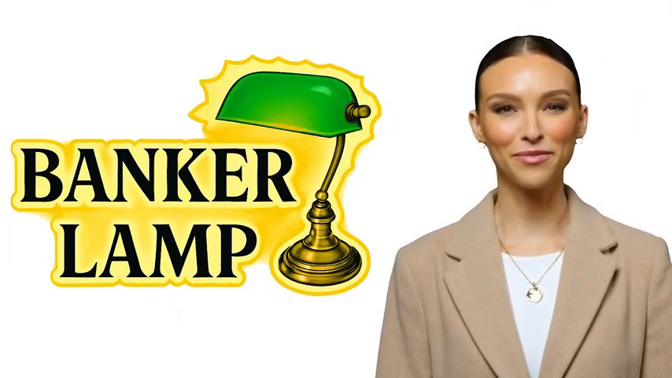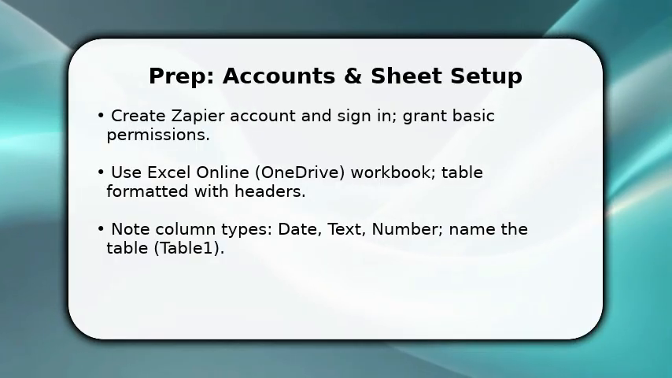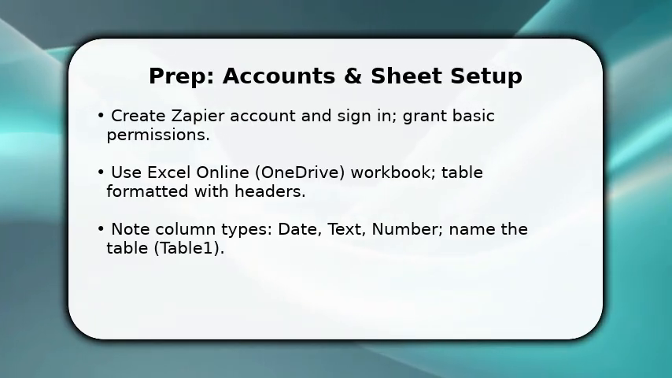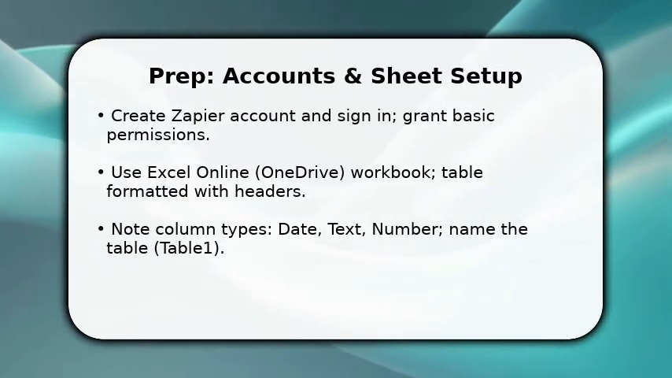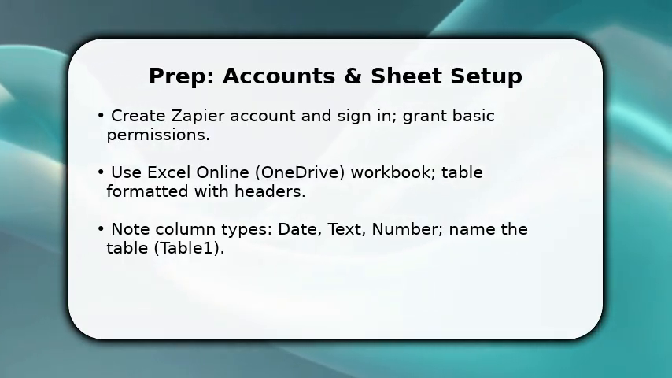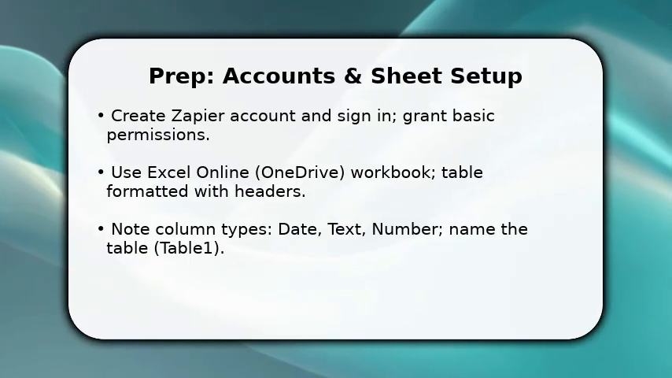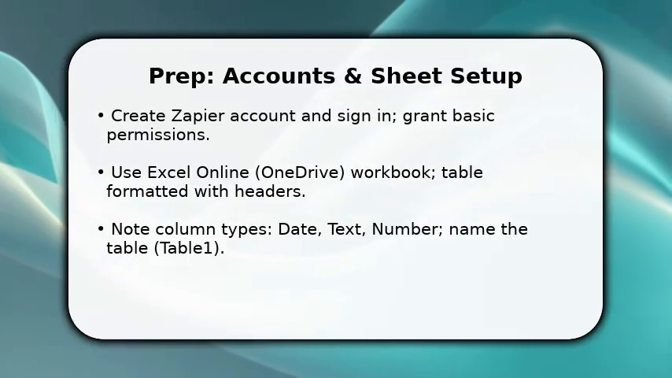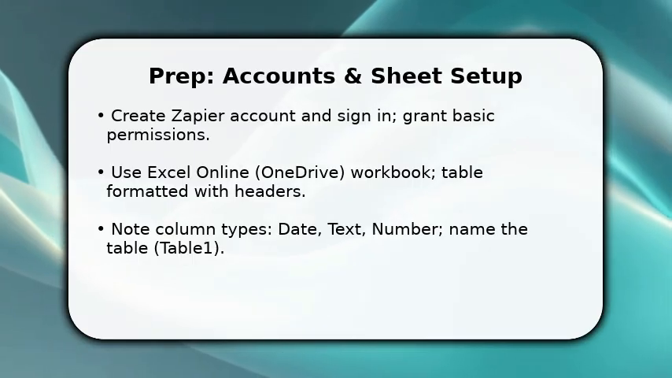Please enjoy the video. You start by connecting credentials so Zapier can access Excel online. Once signed in, make sure your workbook is in OneDrive and contains a named table, like Table 1. You need clear headers and consistent column types, dates, text, numbers, because Zapier maps fields exactly.